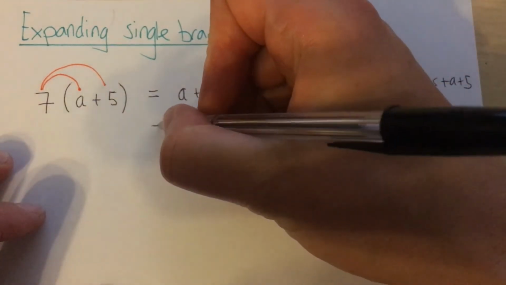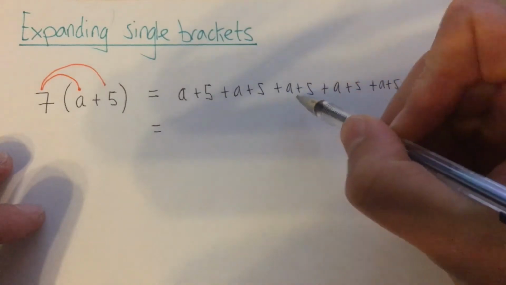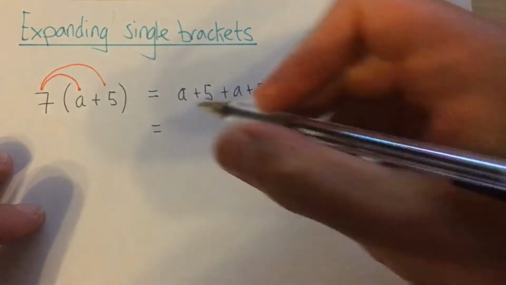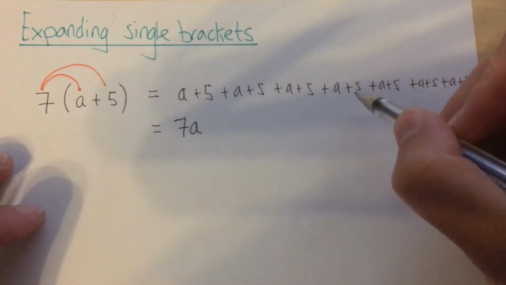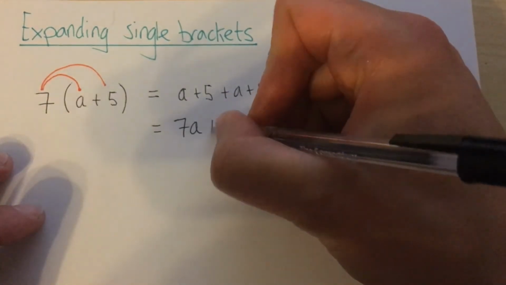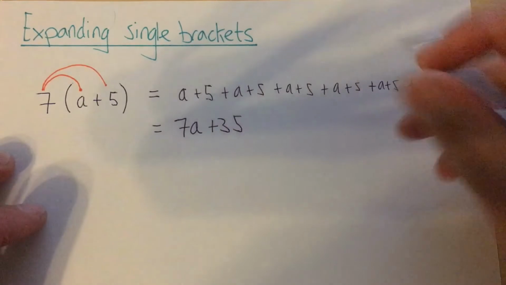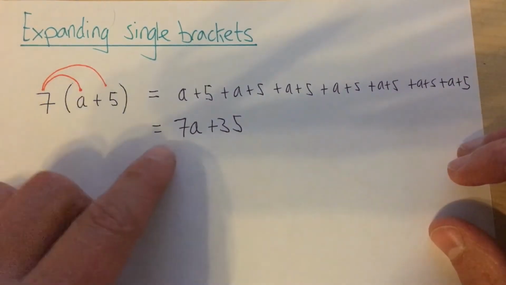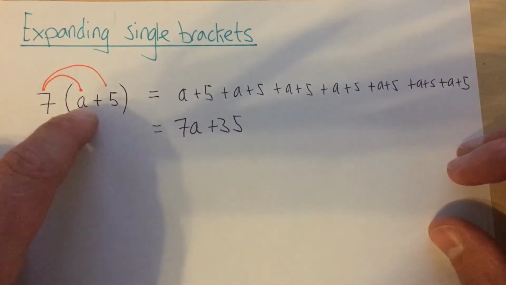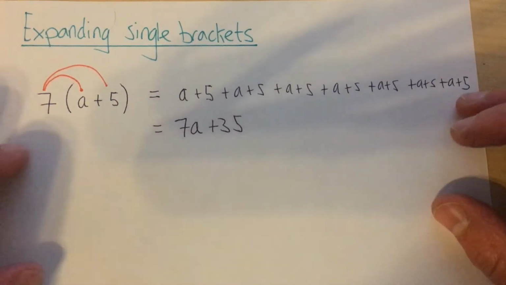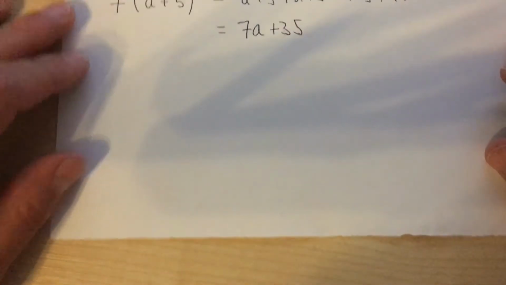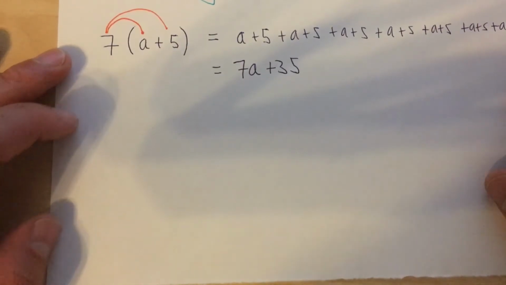Let's just check what we've got here. 1, 2, 3, 4, 5, 6, 7a. And we've got 5, 10, 15, 20, 25, 30, 35 here. So 7 lots of a is 7a, and 7 lots of 5 is 35. Brilliant. Let's do another one to have a further example.